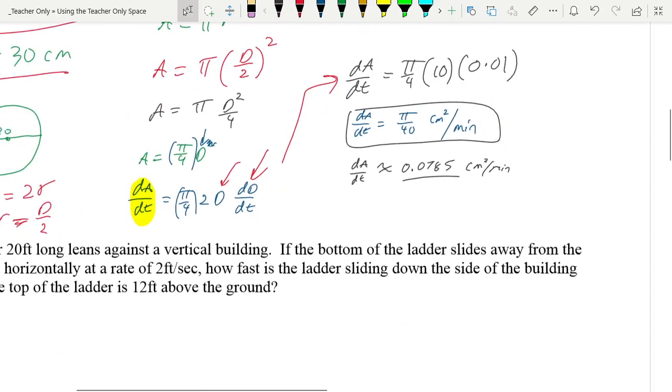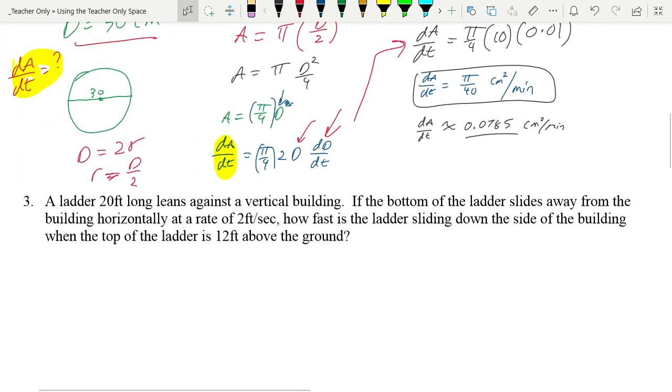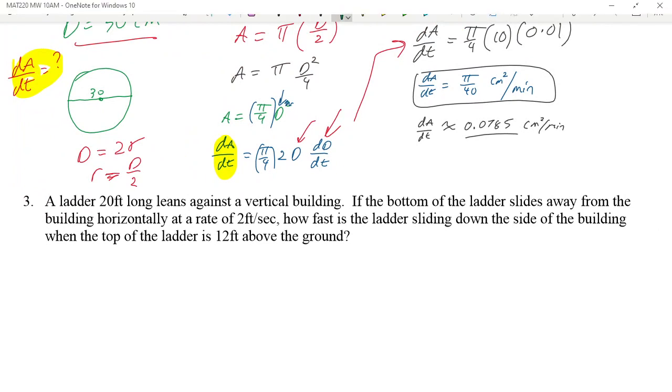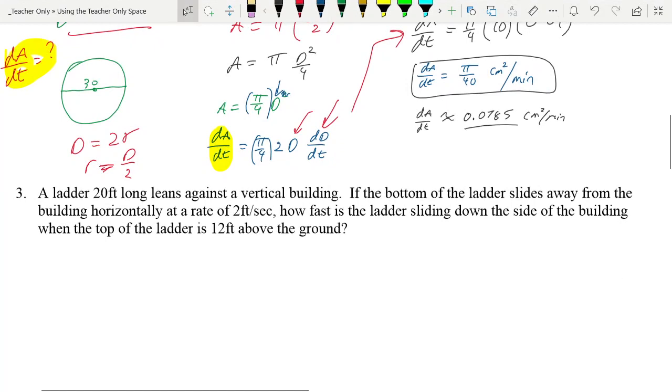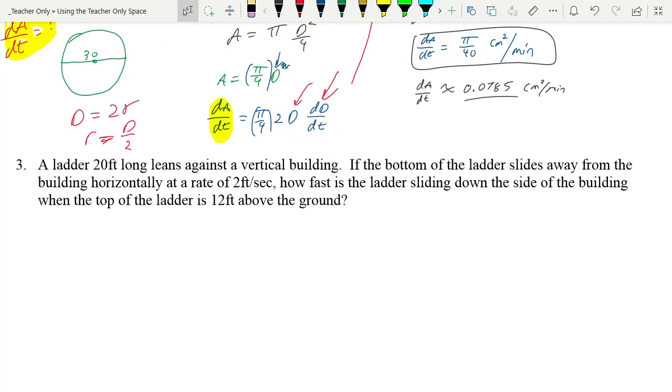Okay. All right. On to problem number 3. All right. Now, these are our favorite. I'm telling you right now, we love ladder problems. When I say we, I mean teachers. Okay. So, all right. First thing, we like it because students can visualize ladders.